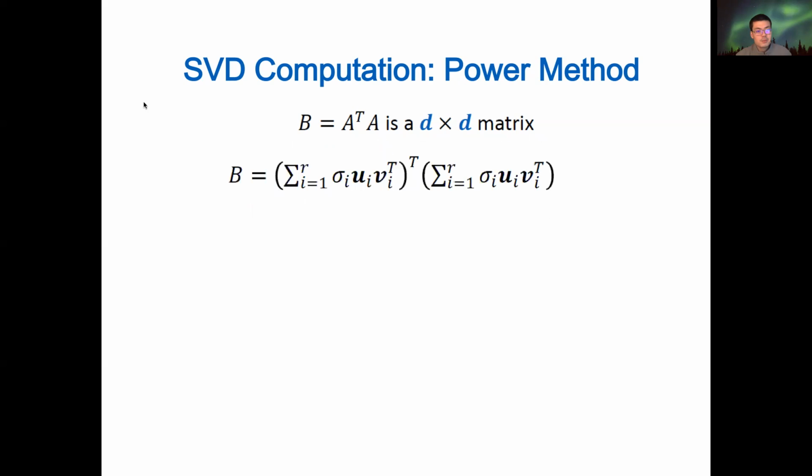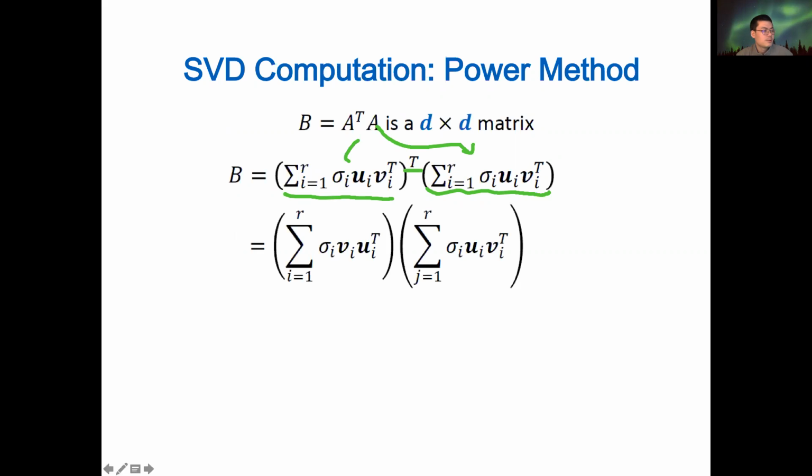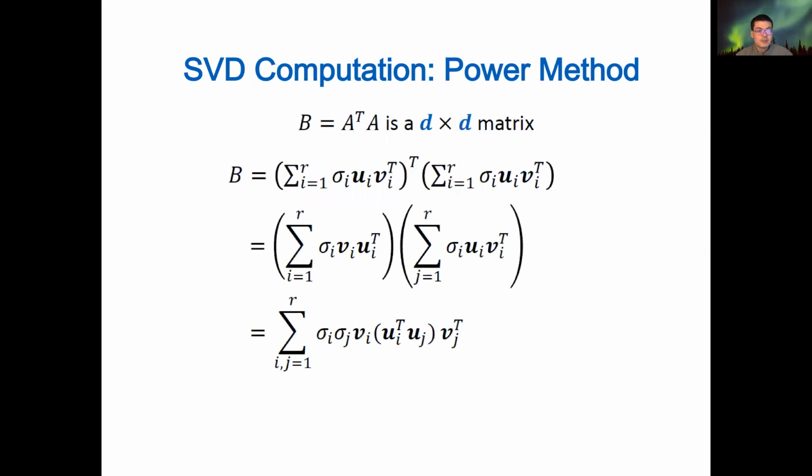What's interesting is that, even though the definition doesn't tell you how to compute it, we have the conclusion: A can be written as a sum of sigma I, U I, V I transpose. What's nice about it is that this is basically what we just described.